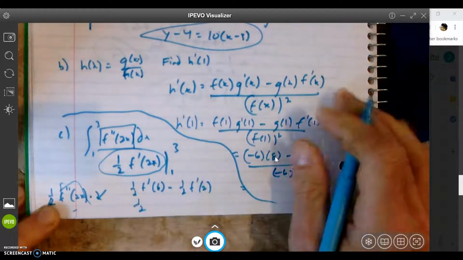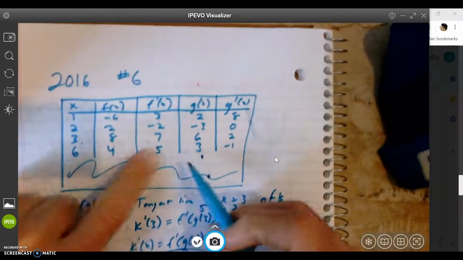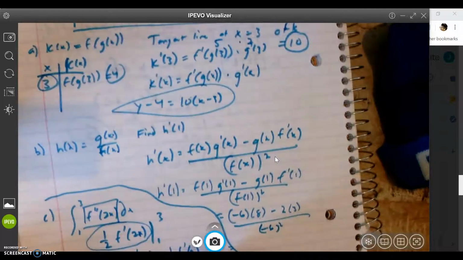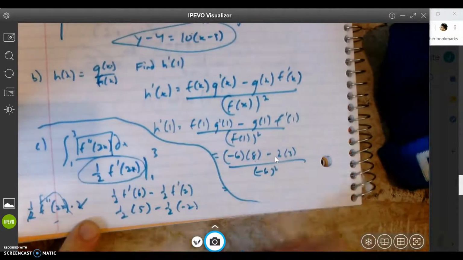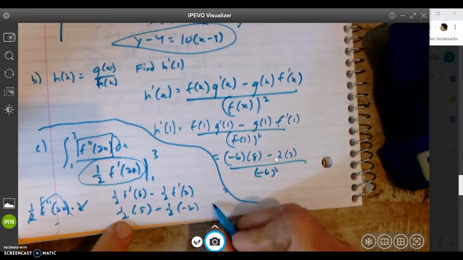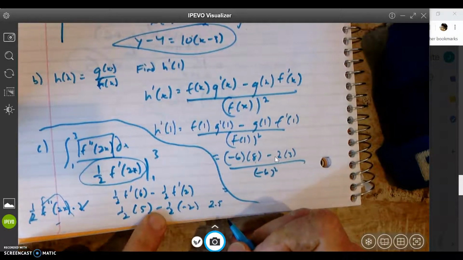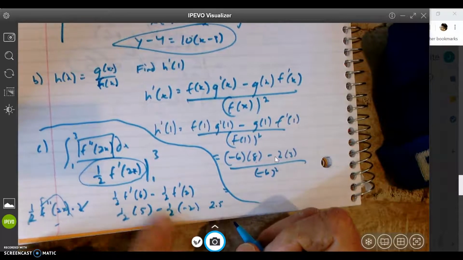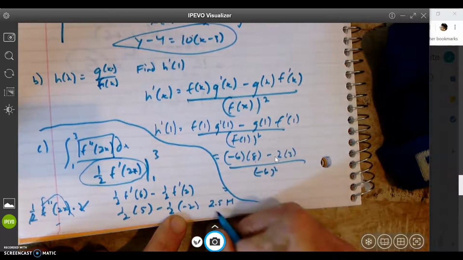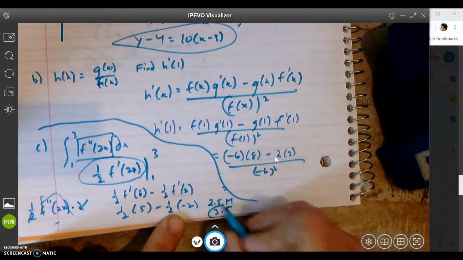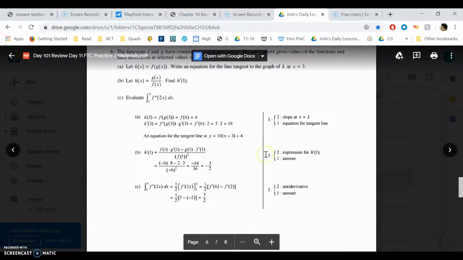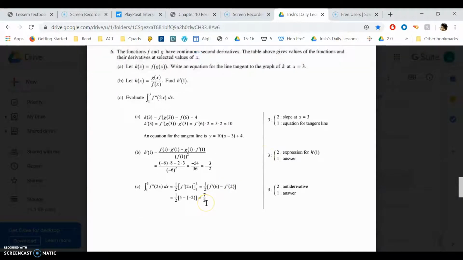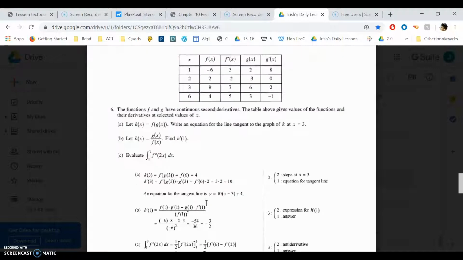So 1/2 f prime of 6, f prime of 6 is 5, minus 1/2 f prime of 2, f prime of 2 is -2. So this is half of 5, which is 2.5, minus 1 times -1, so it's +1. So you get 3.5 is the answer. That's what I got, 3.5. See if we got it right. Yep, 7/2, 3.5, same thing. Cool, got it.